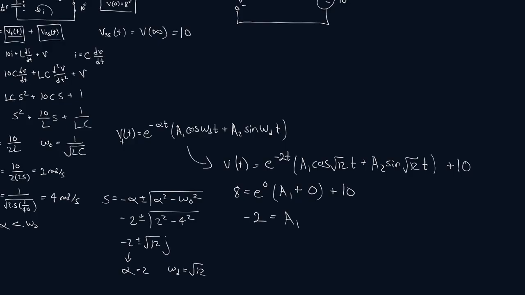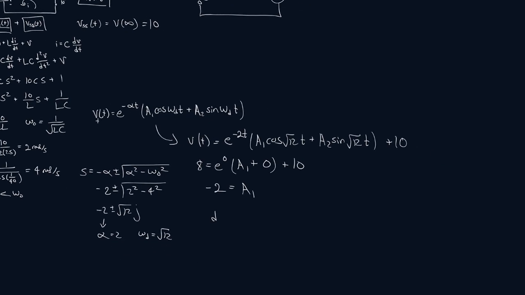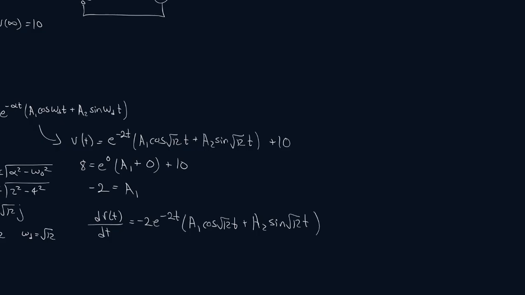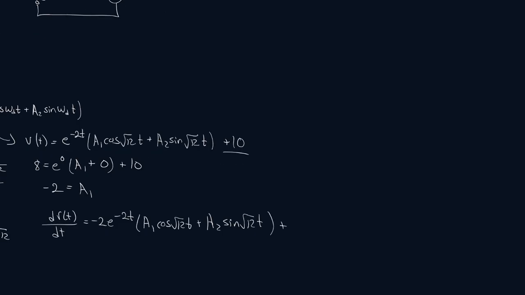So now we have to solve for A2. So what we're going to do is differentiate all of this. Okay, and obviously, we're finding the derivative of all of this. Obviously the 10 goes away because that's a constant. And we just continue what we were originally doing.